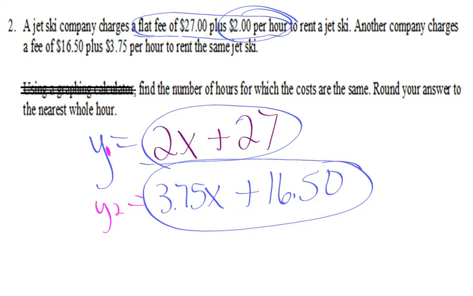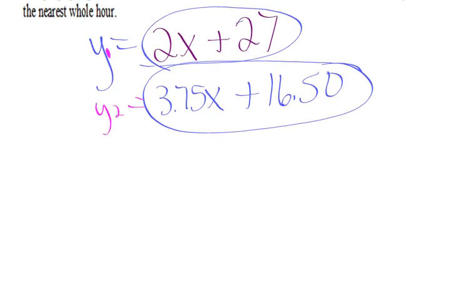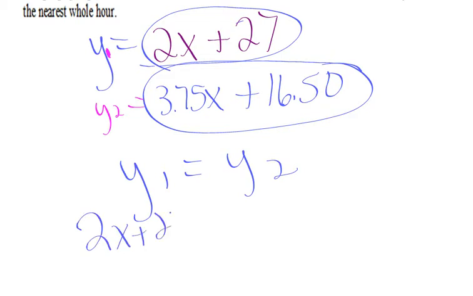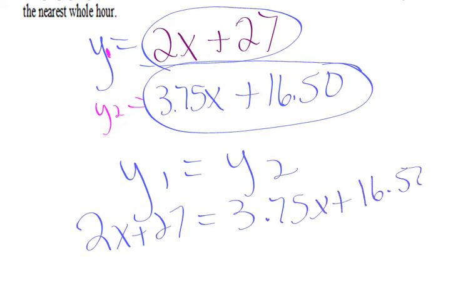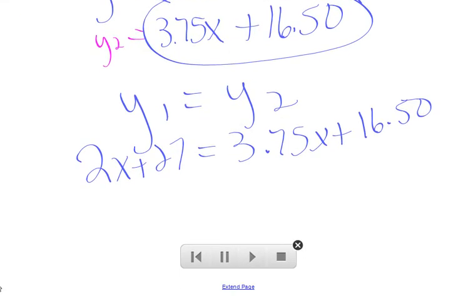So they want to know when, find the number of hours for which the costs are the same. Well, they just want to know when the costs are equal to each other. So when is the first company's charges equal to the second company's charges? Let's just substitute here. What is y1? 2x plus 27. What is y2? 3.75x plus 16.50. Okay, so now that we have this, now we can solve for x and continue.